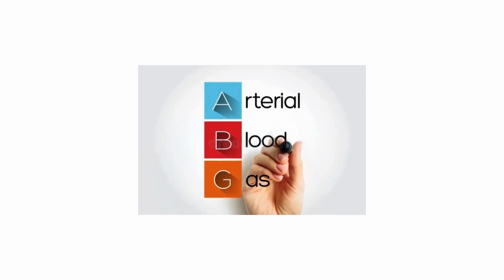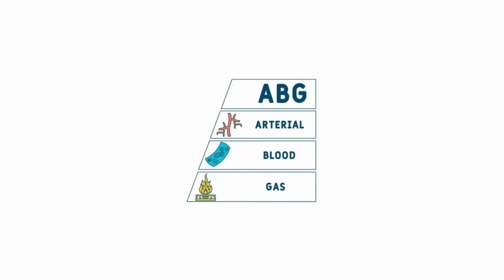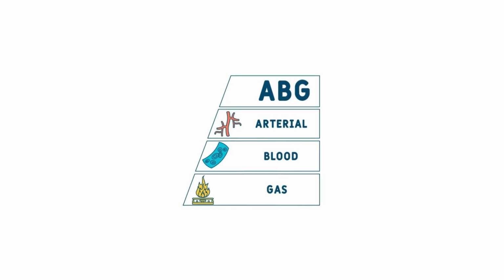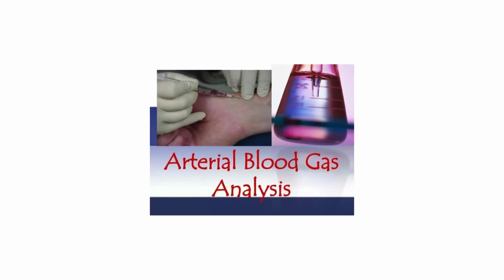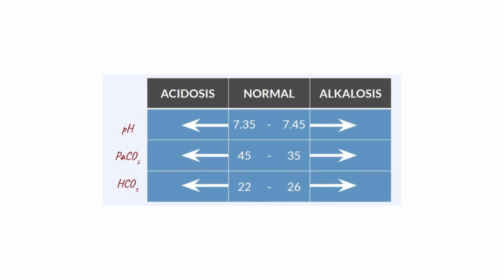ABG analysis for the NCLEX, a step-by-step guide. Analyzing arterial blood gases, ABGs, is a critical skill for nurses, and it's a crucial component of the NCLEX exam. In this guide, we'll walk you through a step-by-step approach to analyzing ABGs, helping you to identify acid-base imbalances and diagnose underlying conditions. In Step 1, identify the pH.